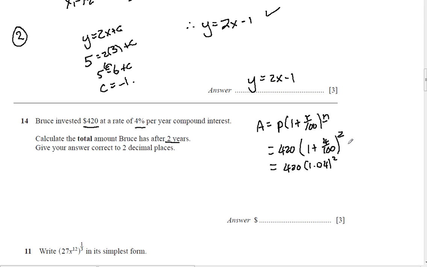Let me just work out on my calculator what this is. 1.04 squared times 420 is 454.272, and we have to give it to 2 decimal places, so 454.27 is the value.